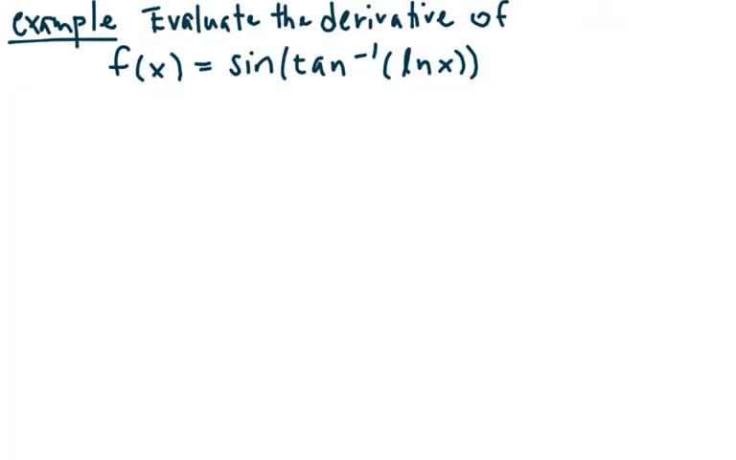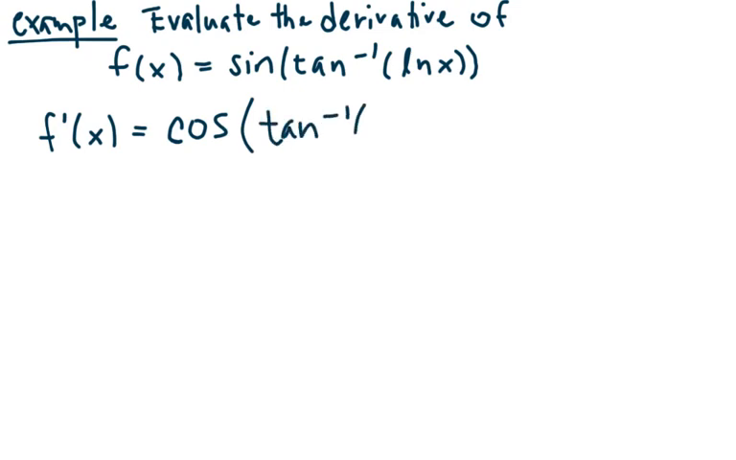Alright, let's see an example. Here we're going to evaluate the derivative of sine of tangent inverse of the natural log of x. We'll have to use the chain rule here. Last week we learned all about the chain rule. Now we are combining the chain rule with derivatives of inverse trig functions. So f prime of x is going to equal the derivative of the outermost function, which is sine. The derivative of sine is cosine. So we have the cosine of our original argument times the derivative of what's inside the argument of sine. So we're multiplying by the derivative of tangent inverse of the natural log of x. Now the derivative of tangent inverse of x is 1 over 1 plus x squared. That's one of our main derivatives here.